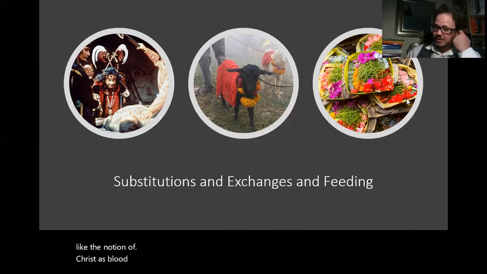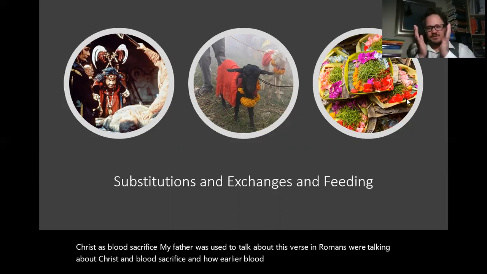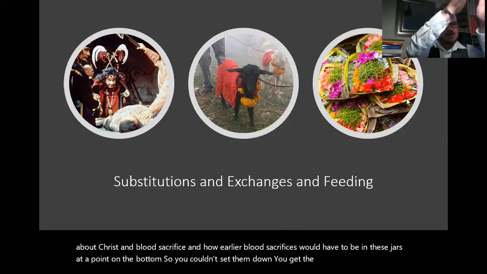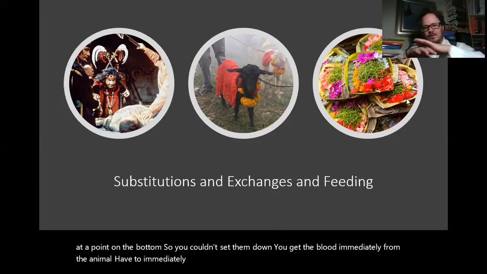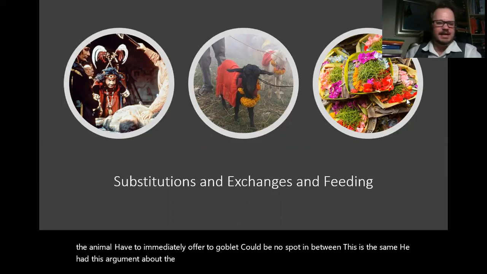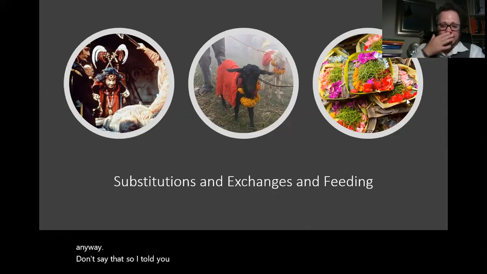My father always used to talk about this verse in Romans, where we talk about Christ and blood sacrifice, and how earlier blood sacrifices would have to be in these jars that had a point on the bottom, so you couldn't set them down. You'd get the blood immediately from the animal and have to immediately offer it to God. There could be no spot in between. He had this argument about the blood of Christ being sort of like that. I never quite understood.